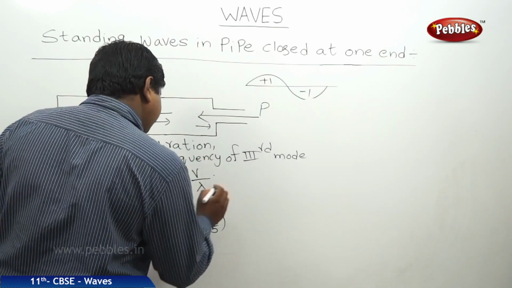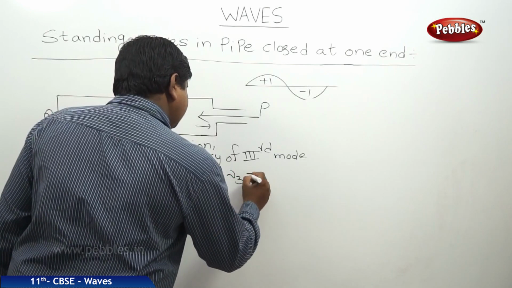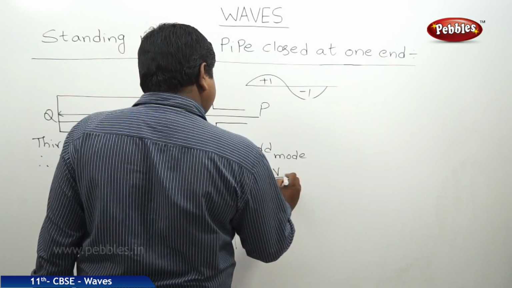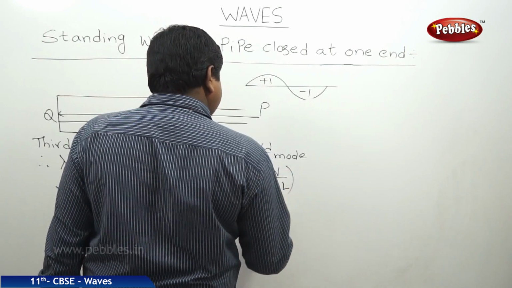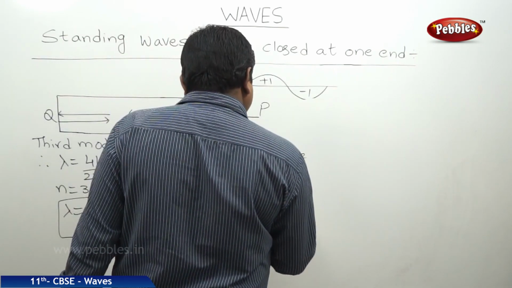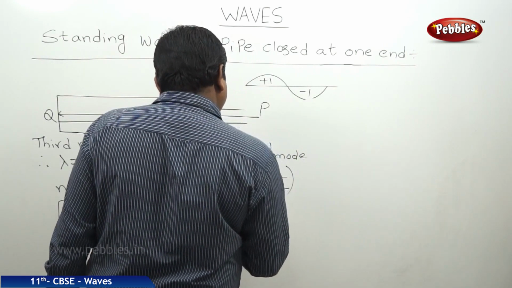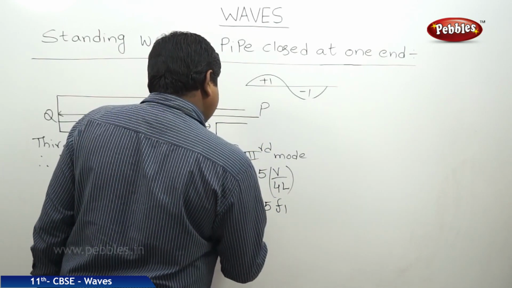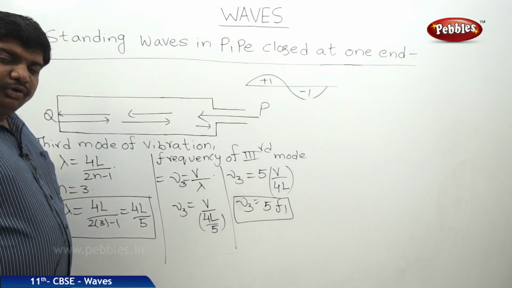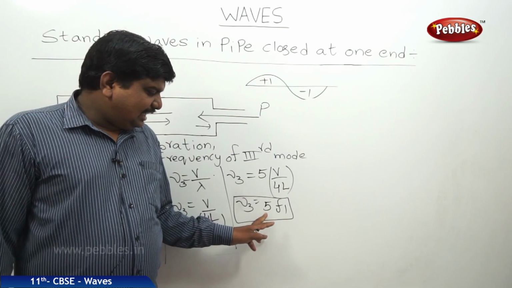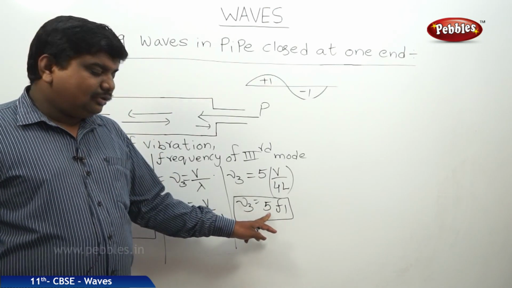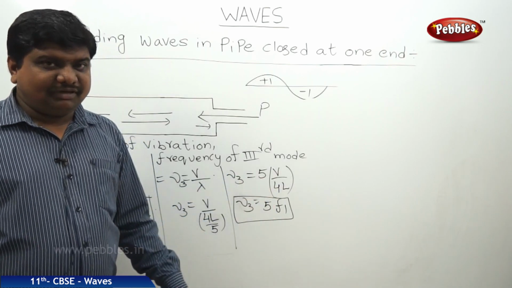Is equal to nu 3. Therefore nu 3 is equal to 4L by 5, means it is 5 into V by 4L. We know that this V by 4L is the fundamental frequency. Therefore it is 5F1. That means the second mode of vibration vibrates with 3 times its fundamental frequency. Third mode of vibration vibrates with 5 times its fundamental frequency.